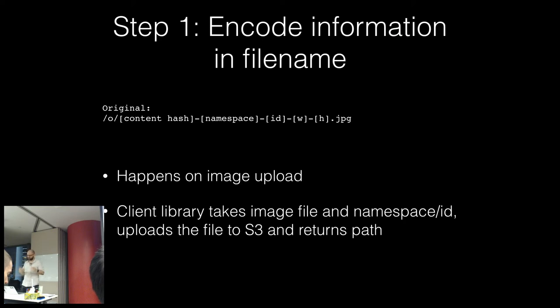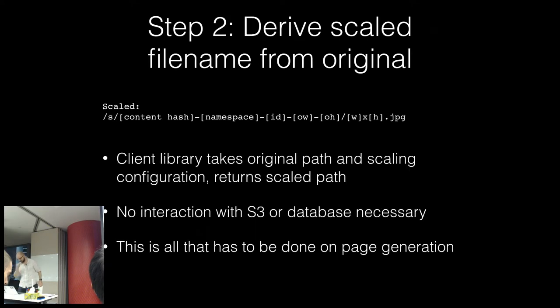So I want to make the file name unique, tied to the record, and it will contain the original image width and height. This is generated by the client library that I wrote for this project on upload. When you upload a new file, it will rename it and push it into S3 under that name, the original file name. Then the URL for a scaled version of the image will be derived from that file name.